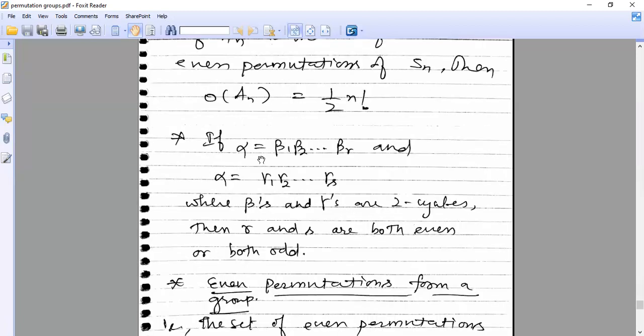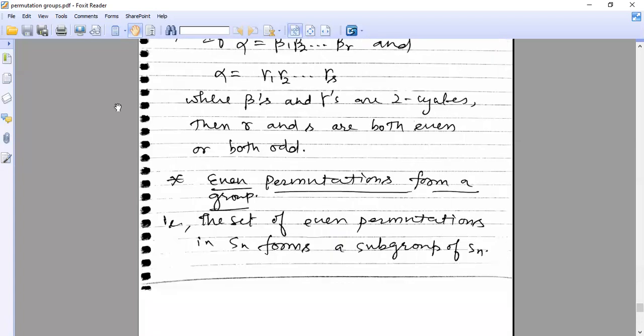Next point: if alpha is the product of two-cycles beta 1, beta 2, up to beta r, and there is some other decomposition of alpha, gamma 1, gamma 2, up to gamma s, where the betas and gammas are two-cycles, then r and s are both even or both odd. They cannot be one even and the other odd. That cannot be possible. Either they are both odd or both even. Even permutations form a group. That we have already seen in this point.